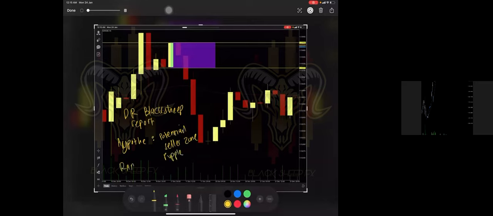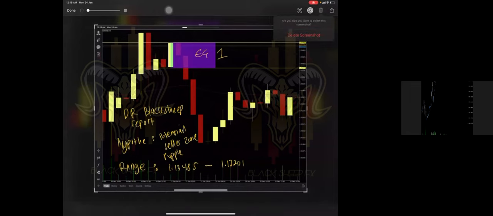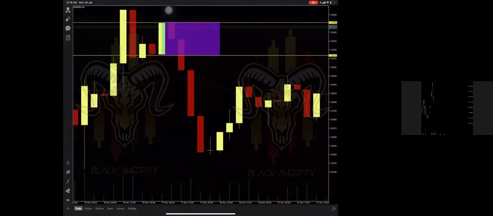Range. Remember, the range is our constant variable. 1.13485 till 1.13210. So this is my hypothesis and my constant variable, engulfing number one, okay? So I have done my first hypothesis.